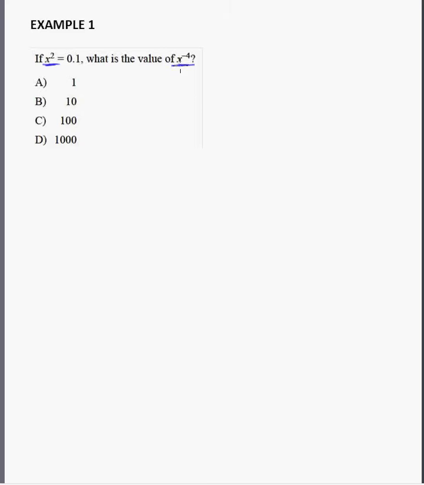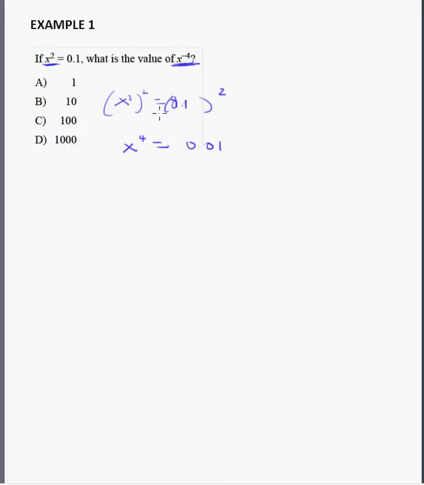So here, they want me to find the value of x to the power 4, given that s squared is equal to 0.1. So what I'll do is, let's say I square this side here. That will be the same as also squaring this 0.1. So x to the power 2, squared, will be x to the power 4, and 0.1 squared is 0.01. I think you guys should be able to see that.